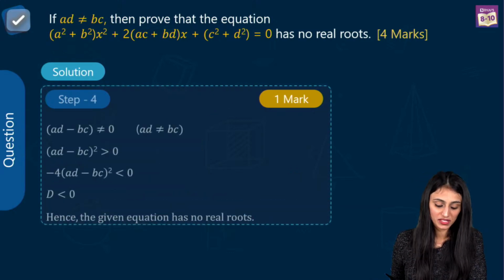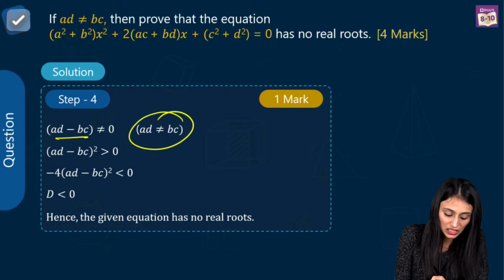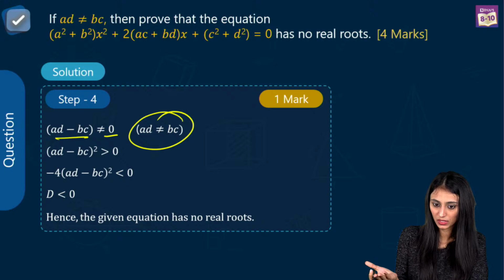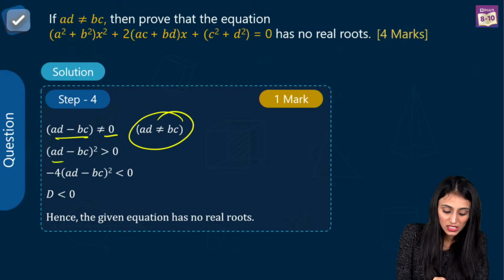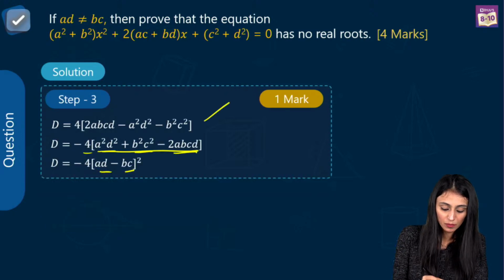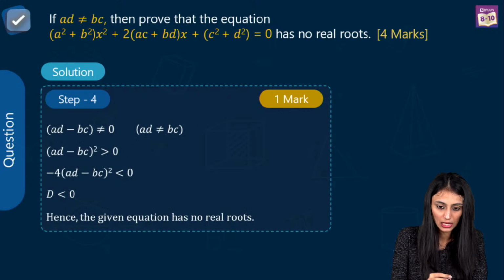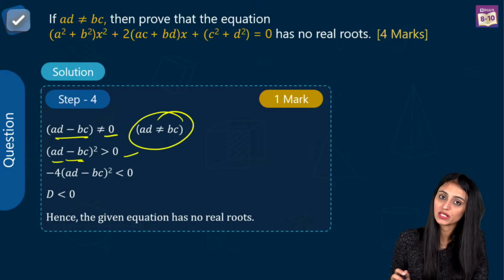Now question already specifies that AD is not equal to BC. So if I take BC to the other side, AD minus BC will not be equal to 0. Correct? So AD minus BC whole square, if you think about it, why we are using whole square? Because you see in the previous step here we have AD minus BC whole square. So deliberately we are using it. AD minus BC whole square will always be greater than 0.